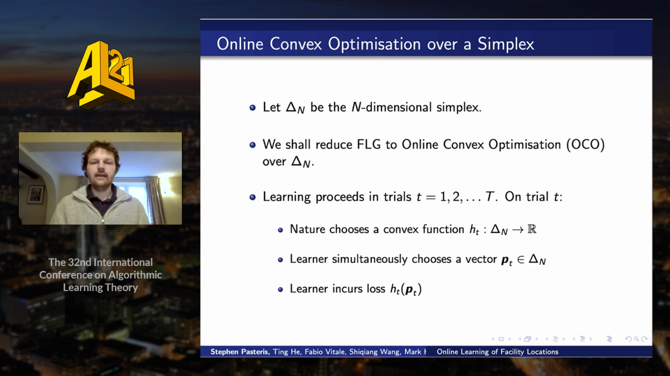Let delta n be the n-dimensional simplex. We're going to reduce the facility location game to online convex optimization over the simplex, which is abbreviated to OCO. In this game, learning again proceeds in trials t from 1 to capital T. This time on trial t, nature chooses a convex function ht over the simplex, and learner simultaneously chooses a vector pt in the simplex. Learner then incurs loss of ht applied to pt.